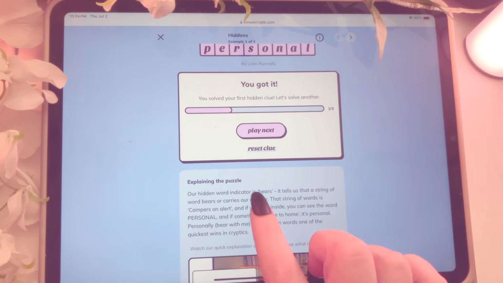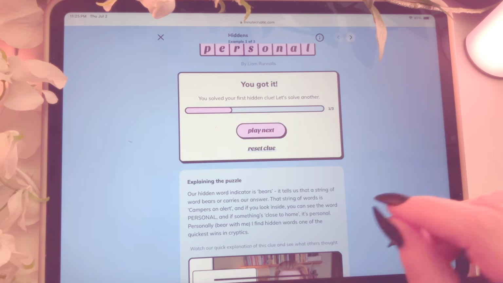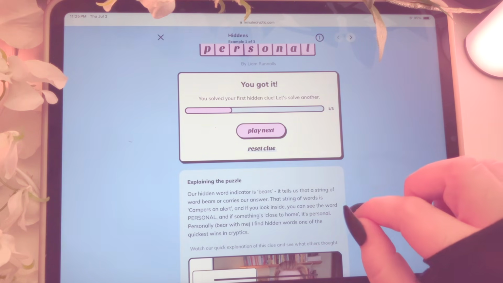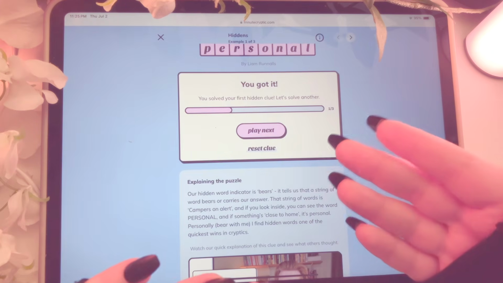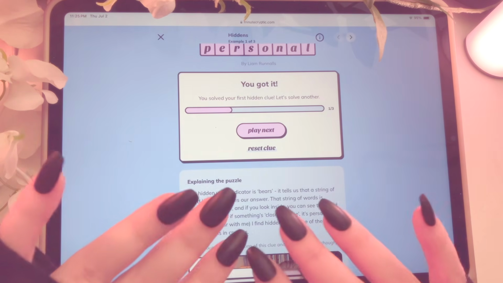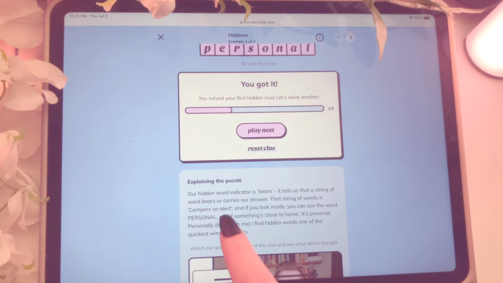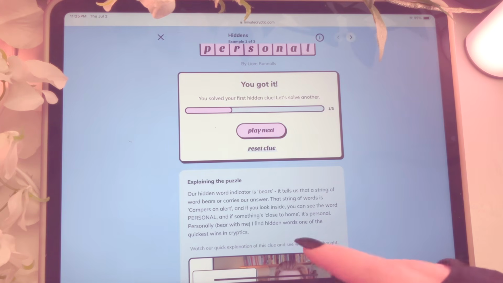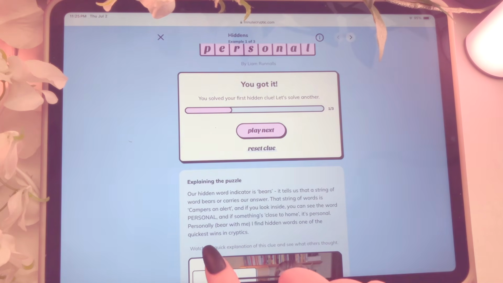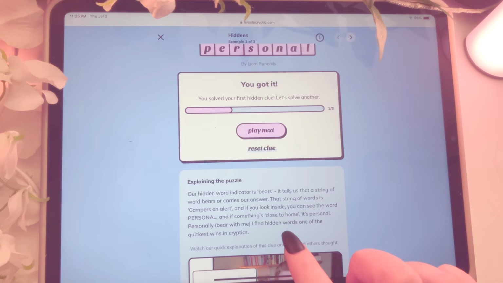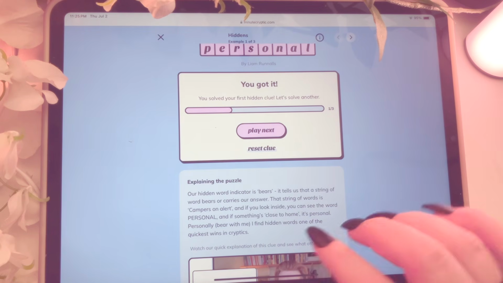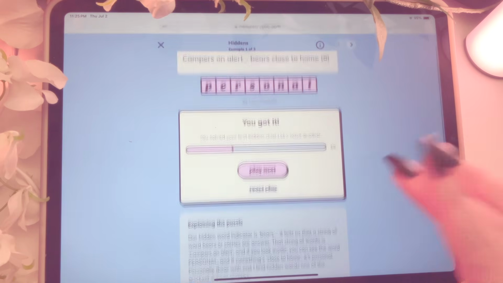Our hidden word indicator is bears. It tells us that a string of words bears or carries our answer. That string of words is campers on alert, and if you look inside, you can see the word personal. And if it's something close to home, it's personal. Personally, bear with me, I find hidden words one of the quickest wins in cryptics. I like the humor there, right?